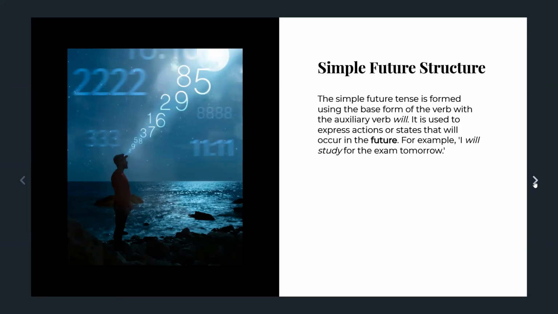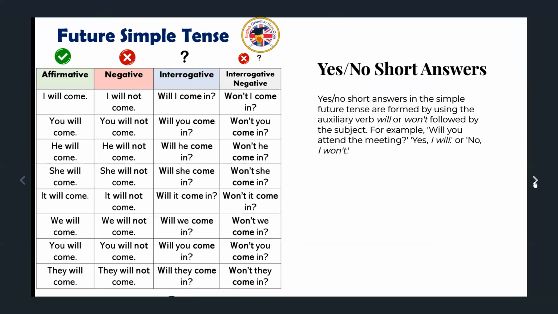As we saw in the other videos, this structure can be composed of going to or will. The simple future tense is formed using the base form of the verb with the auxiliary verb will. It is used to express actions or states that will occur in the future. For example, I will study for the exam tomorrow. We already saw these things in the last sessions. This is quite interesting. So we're going to learn a lot about this. So let's continue. Okay, here I have the table that I want you to focus on.